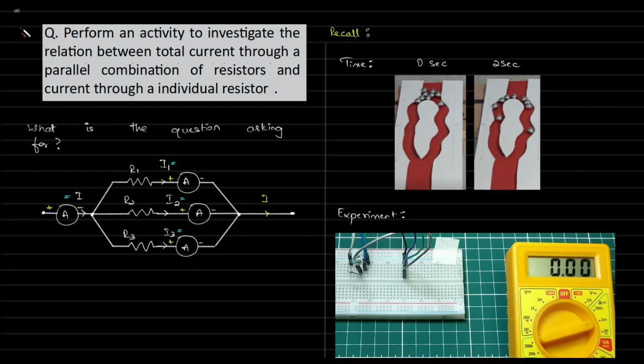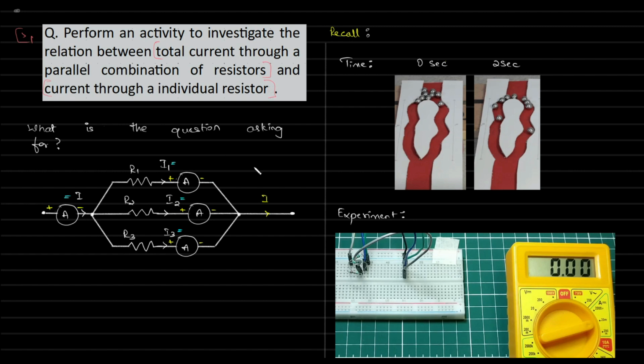Perform an activity to investigate the relationship between total current through a parallel combination of resistors and the current through an individual resistor. So what is the question asking us to do?